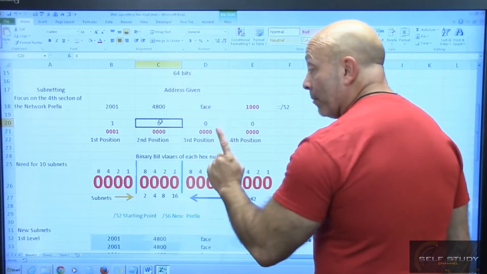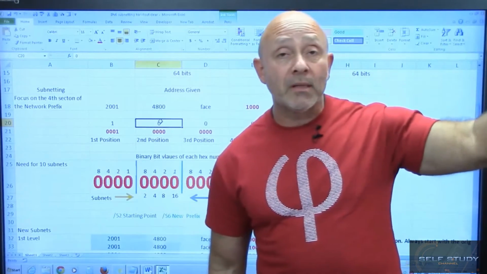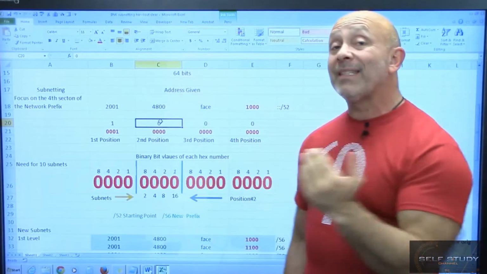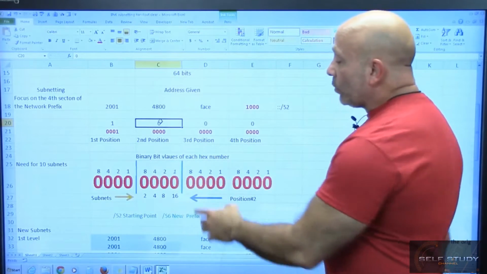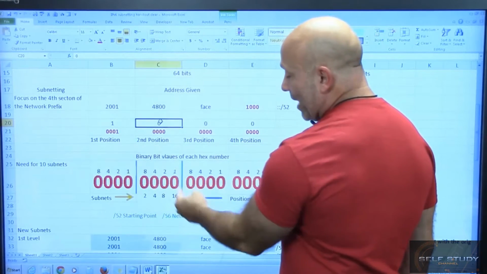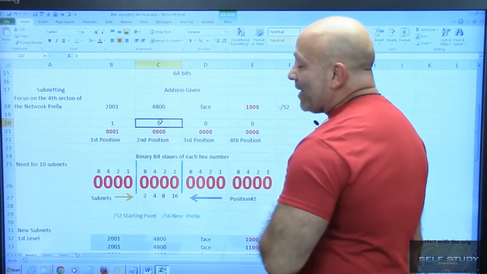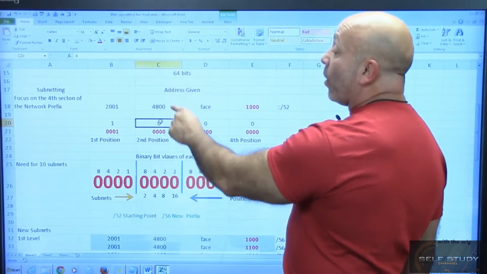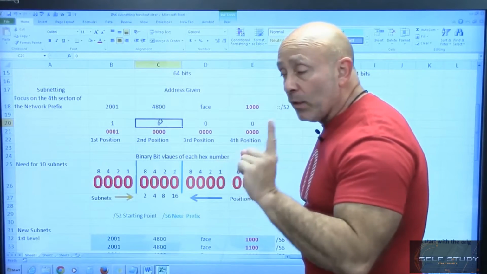1. Remember, in IPv4, the bit values on top were 1, 2, 4, 8, 16, 32, 64, 128. But this is hex now. The bit values are just 1, 2, 4, 8. So if I stop counting for subnets right there, because all I needed were 10, I had to go to 16, my increment is 1. So I'm incrementing by 1 in the second position. That's how you find it.